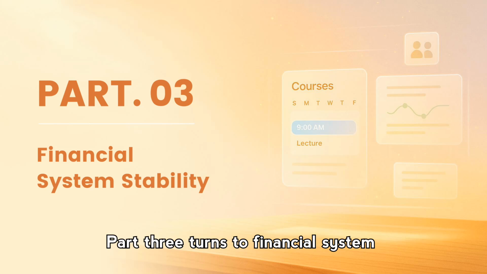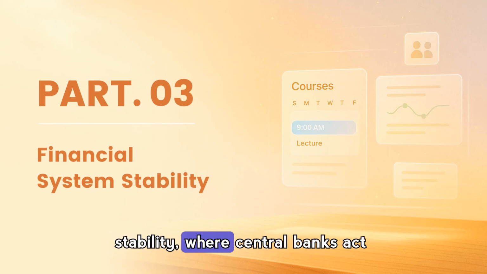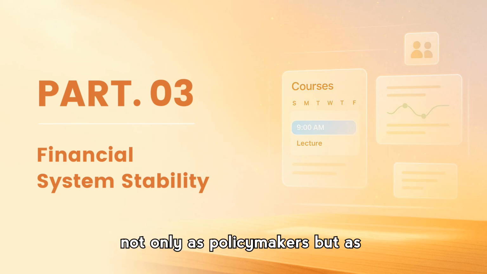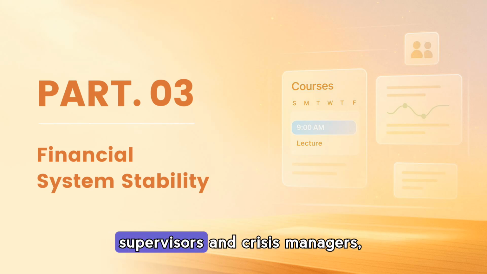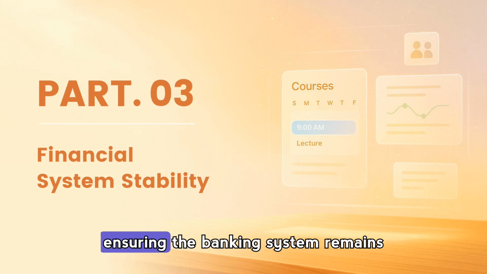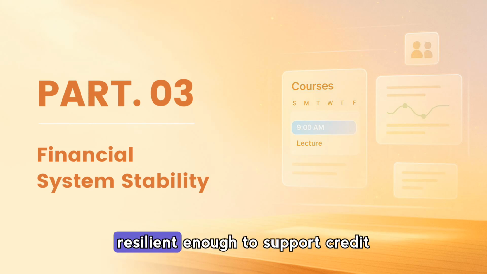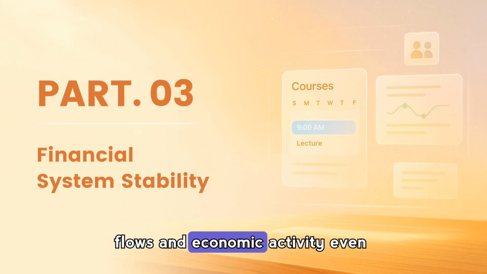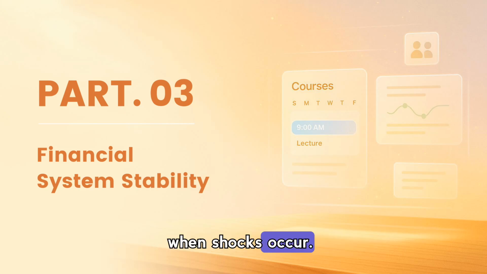Part 3 turns to financial system stability, where central banks act not only as policymakers, but as supervisors and crisis managers, ensuring the banking system remains resilient enough to support credit flows and economic activity even when shocks occur.